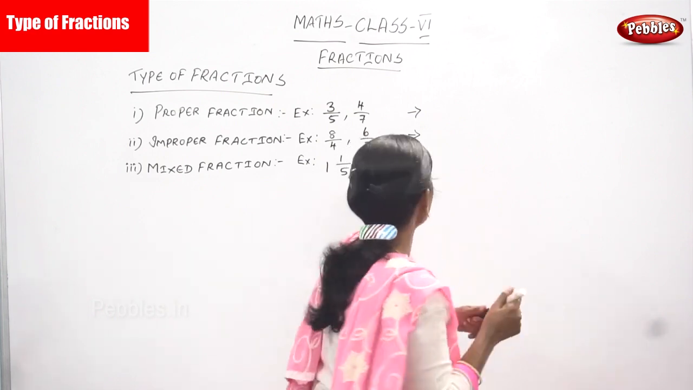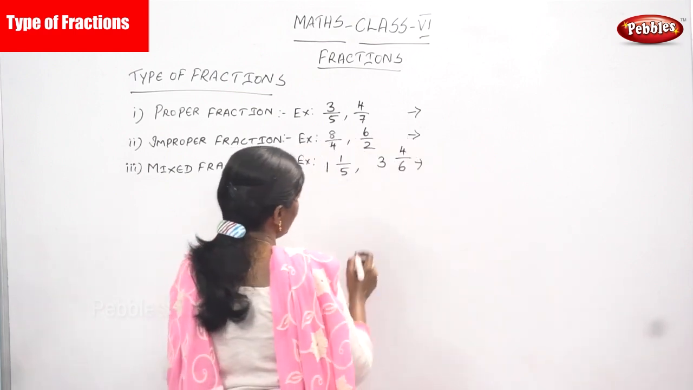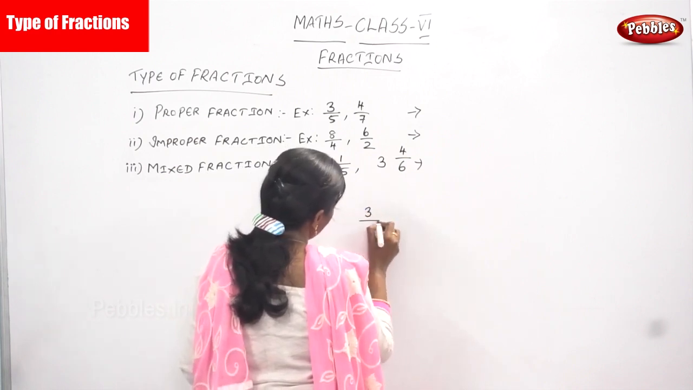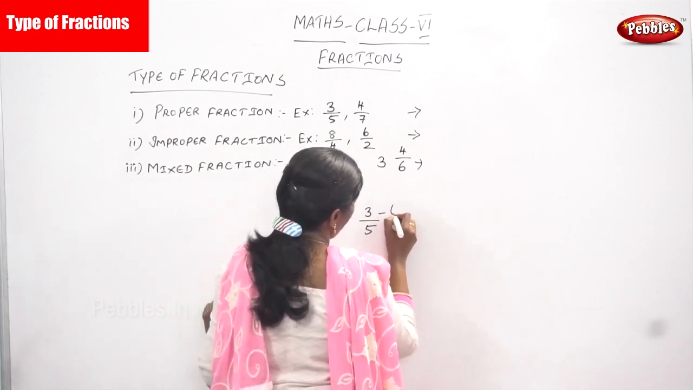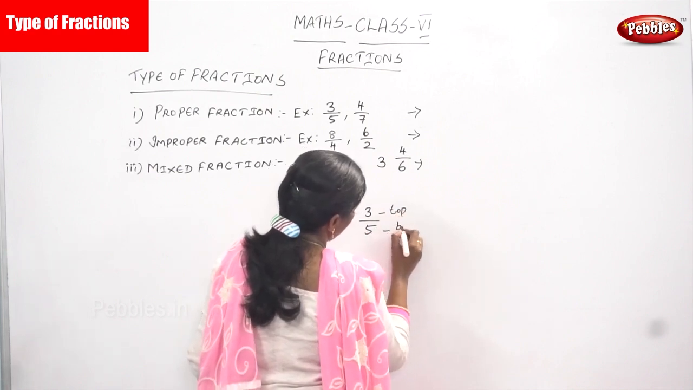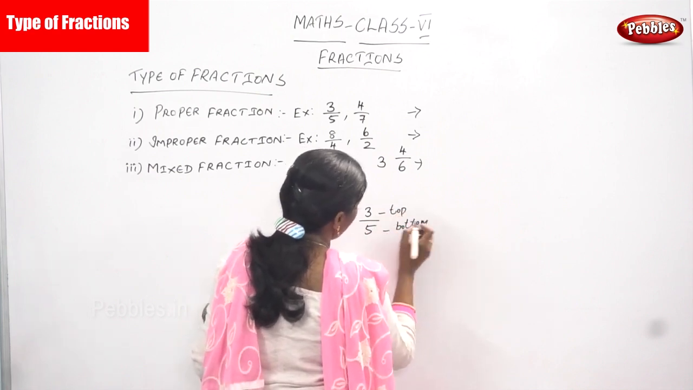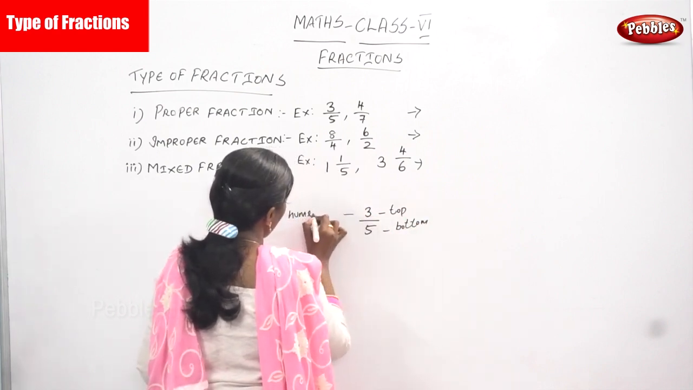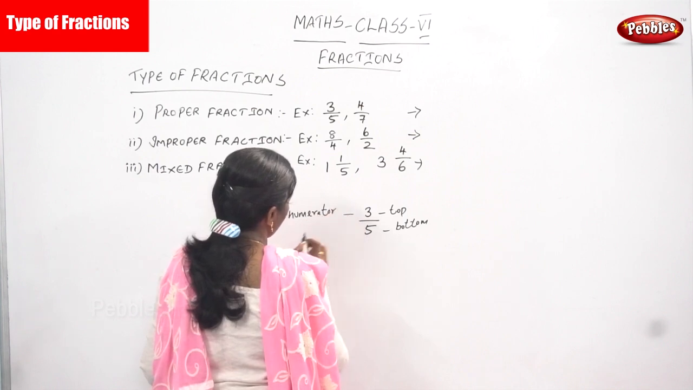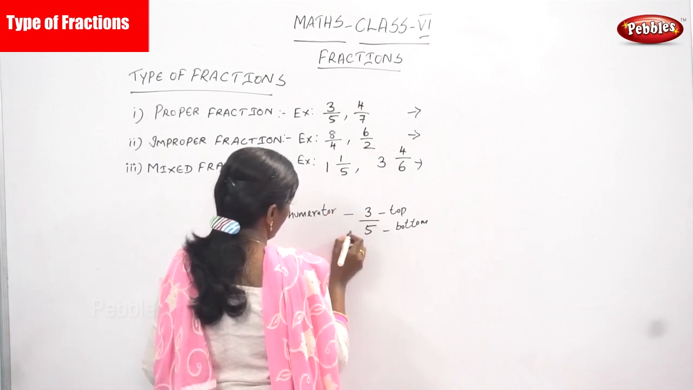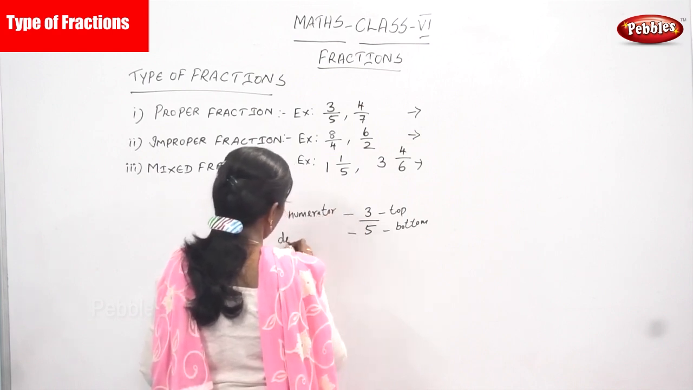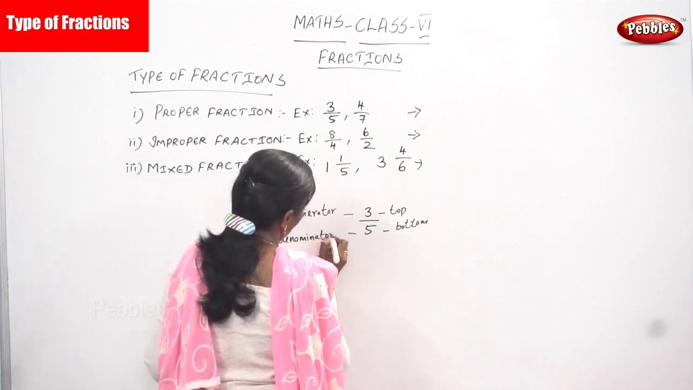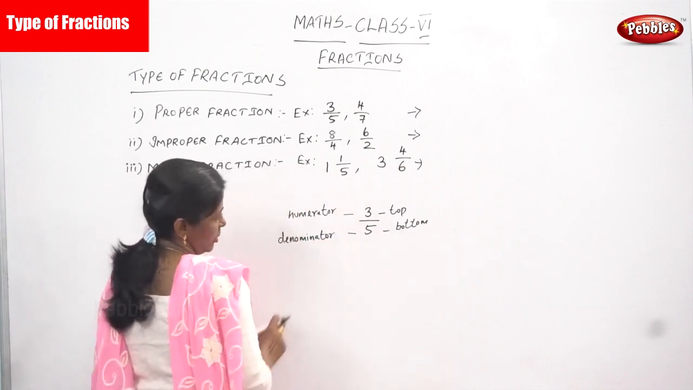I'll repeat once again. We are using two numbers for a fraction. For example, 3 by 5. This is the top number and this is the bottom number. The top number we call the numerator. Next is the denominator.